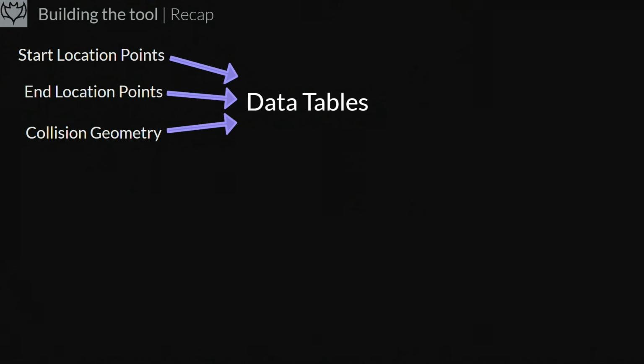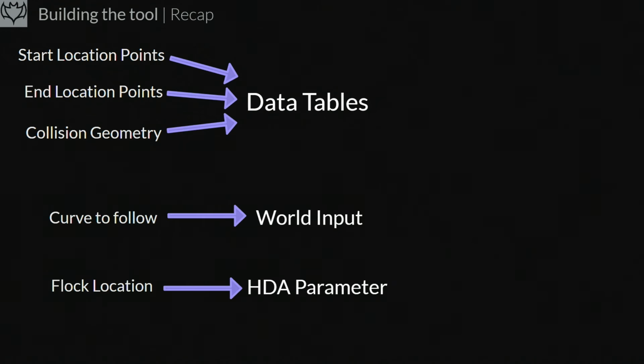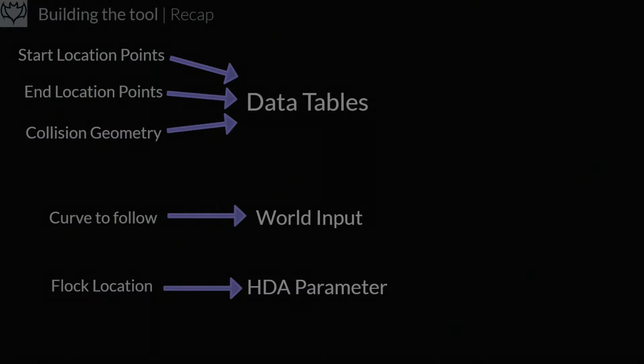So let's recap. We're taking our start and end location points, as well as the world geometry, and feeding it into our HCA via data tables. And I didn't talk about this, but you might have seen it during the demo, we use an Unreal spline to draw a curve, which we pass via world input, as well as the flock location, which you can just pass to the HCA. And then this all goes into our simulation.